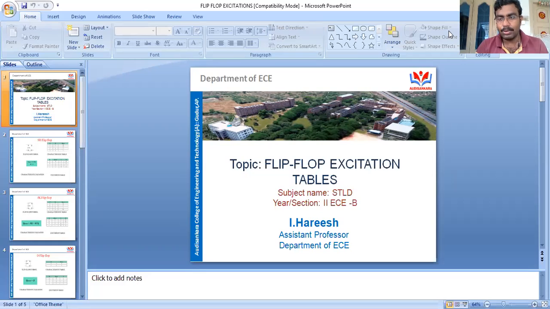These excitation tables help us convert one flip-flop to another flip-flop. If you have an SR, JK, D or T flip-flop, to convert it to another flip-flop we need these excitation tables in the design part, guys. So in designing or converting one flip-flop to another, we definitely need these excitation tables. They are very important.